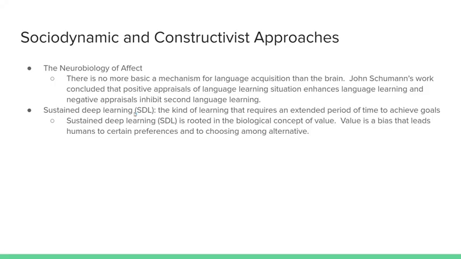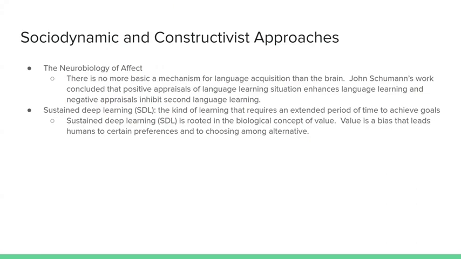Moving on to the next item, sustained deep learning. Sustained deep learning requires long-term engagement and also value-based motivation. This one refers to the kind of learning that requires an extended period of time to achieve goals. So sustained means continuing, right? That's what sustained deep learning refers to, which is rooted in the biological concept of value. So value is a bias that leads humans to certain preferences and to choosing among alternatives.